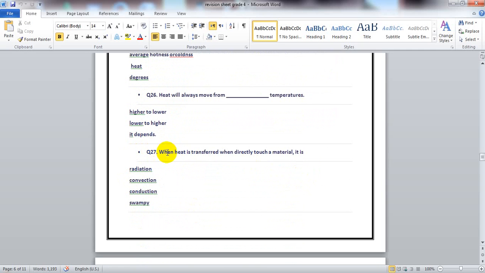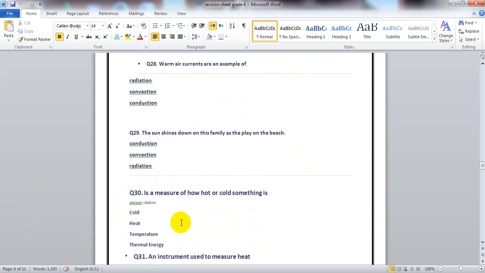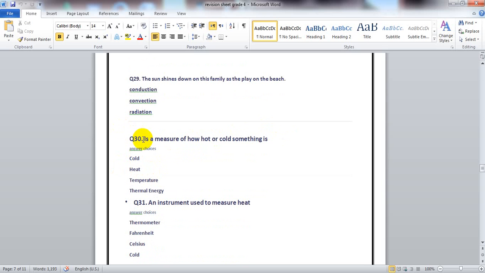Question number 27. When heat is transferred by directly touching a material, it is? Yes, it's conduction. Question number 28. Warm air current is an example of convection. Yes, sure. 29. The sun shines down on this family as they play on the beach. It's, yes, radiation.